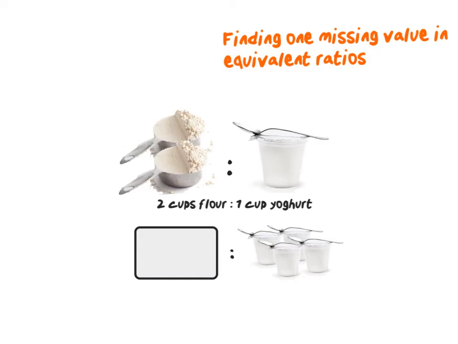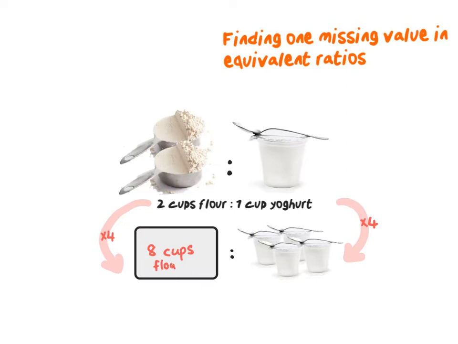In the example here below, it's a recipe for making a very easy pizza dough. So for this recipe, we need 2 cups of flour for 1 cup of yogurt. You will see that in the bottom example, I now have 4 cups of yogurt. So I want to know how many cups of flour do I need. So for the yogurt, I multiplied by 4. And therefore I also have to multiply the cups of flour by 4. That will give me 8 cups of flour.